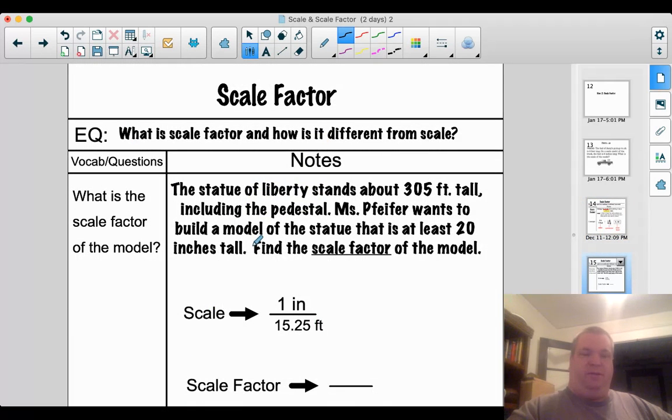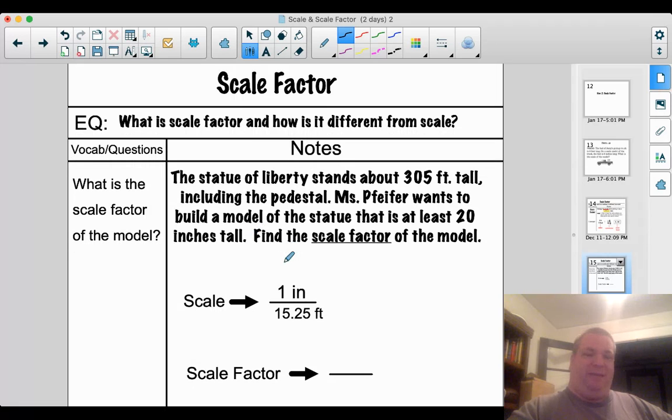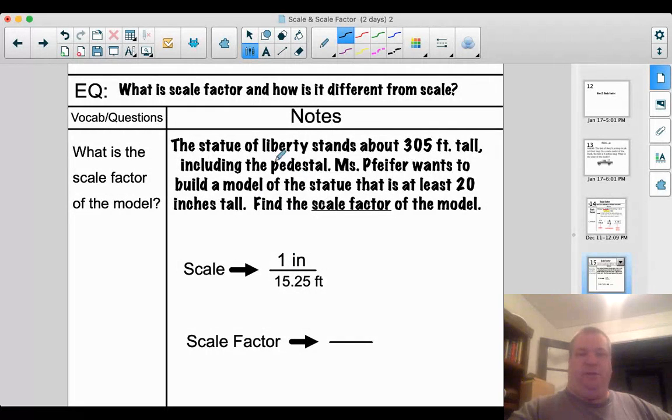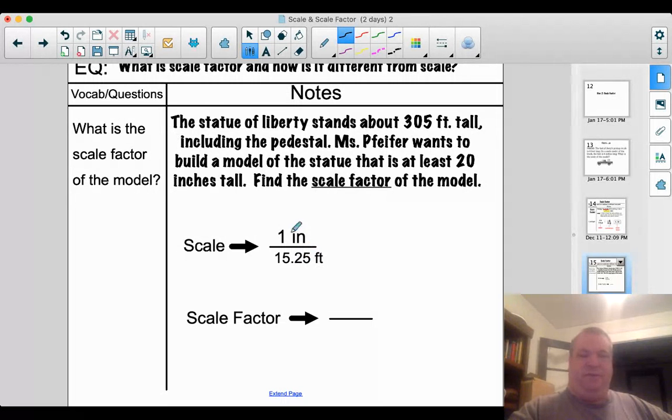All right, so let's look at some of the scales we came up with last time and turn them into scale factors. For the Statue of Liberty one, we got a scale of 1 inch to 15.25 feet. If I want to make that a scale factor, what I want to do is convert so that they are the same units. So I have inches and feet. It's going to be easier to turn the feet into inches because I'd be multiplying than to try to turn this 1 inch into a foot, because then I'll get a decimal.